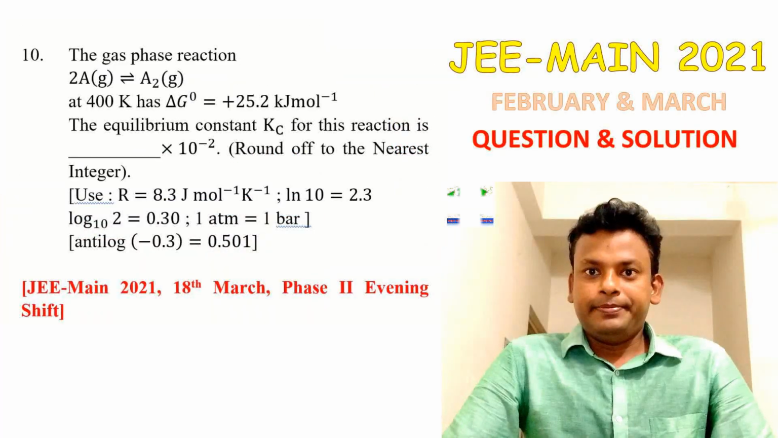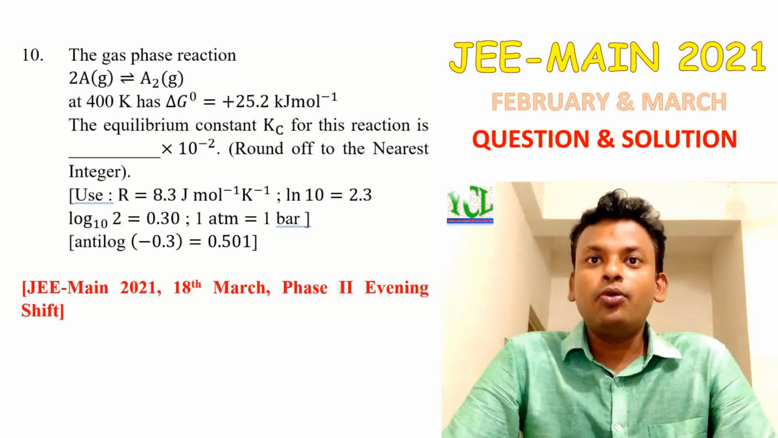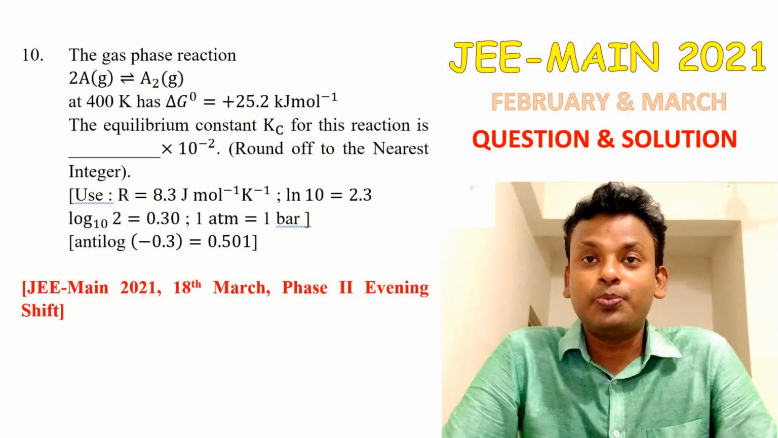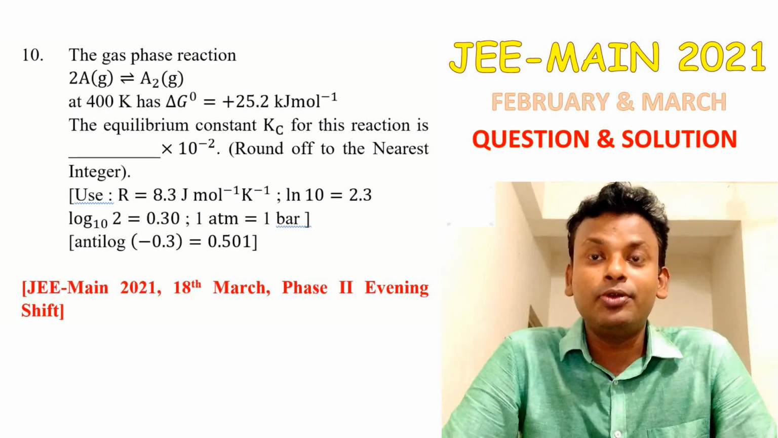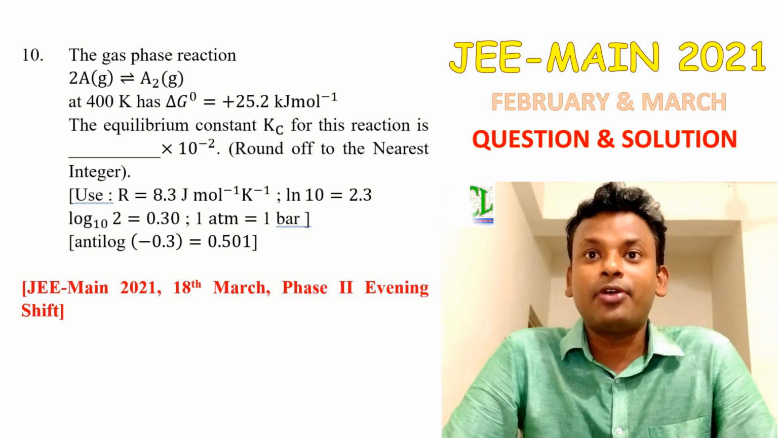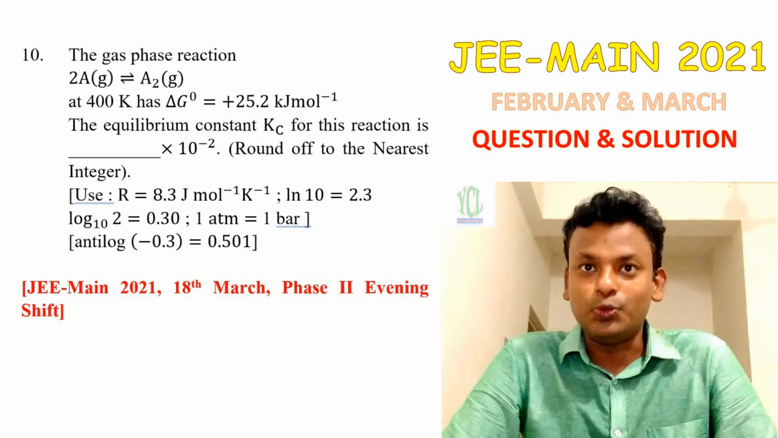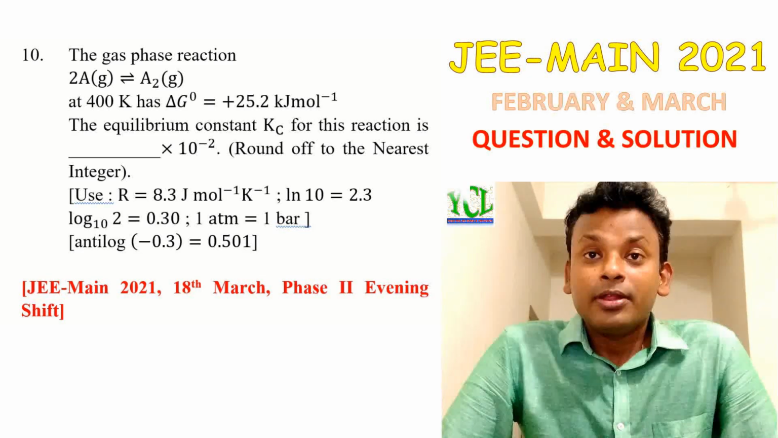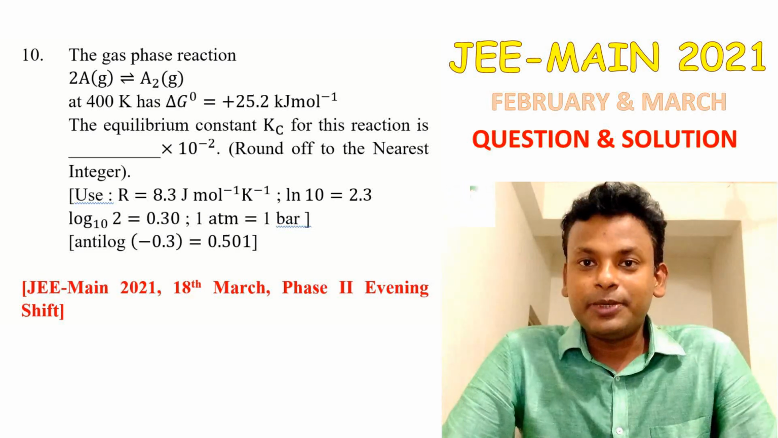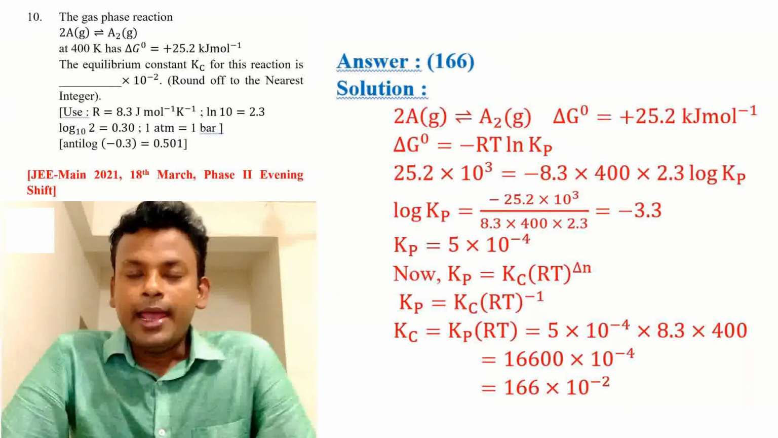And next question, 10. The gas phase reaction 2A gives A2 at 400 Kelvin has del G0 equals to plus 25.2 kilojoule per mole. The equilibrium constant Kc for this reaction is dash into 10 to the power minus 2. Here this question was set in 2021, 18th March, page 2, evening shift, and answer is 166.